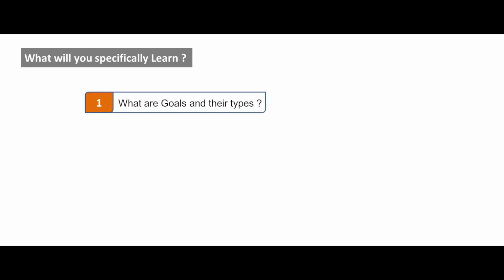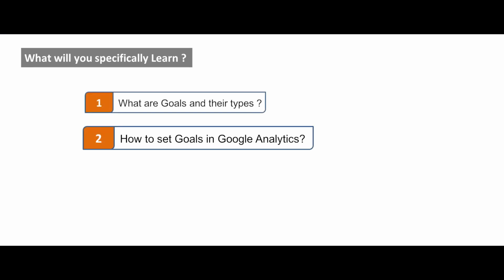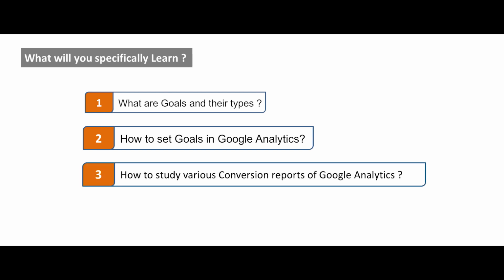Under this module, you will specifically learn what goals are and their types, how to set goals in Google Analytics, and how to study various conversion reports of Google Analytics. To begin with, firstly I will explain the concept of goals in digital marketing, and then I will directly jump to the Google Analytics interface to learn more about setting of the goals practically.